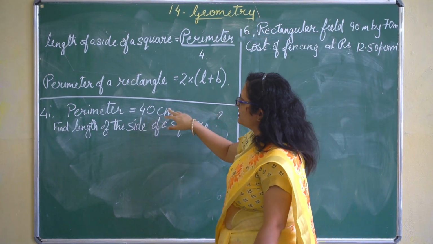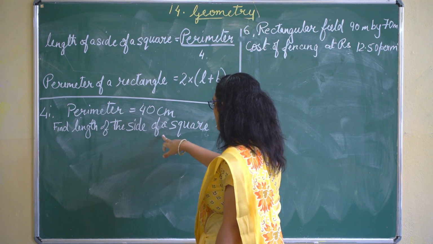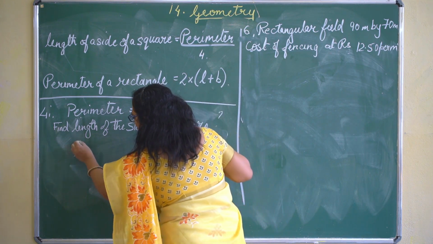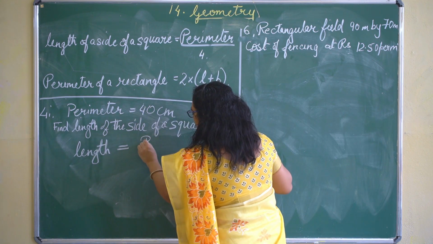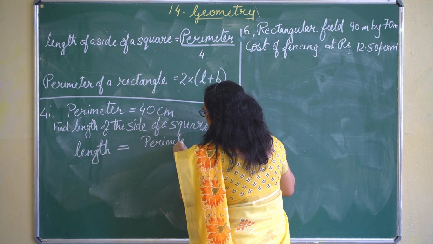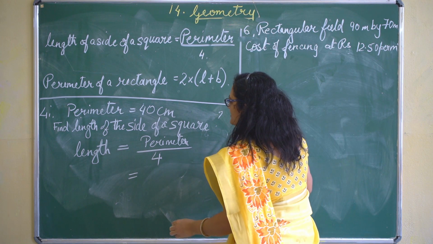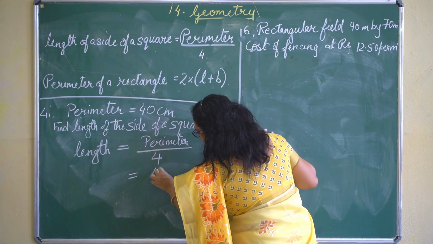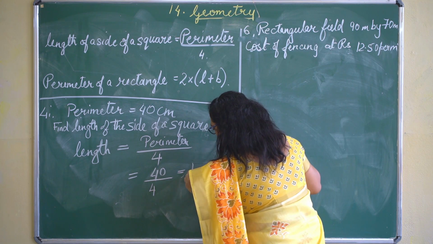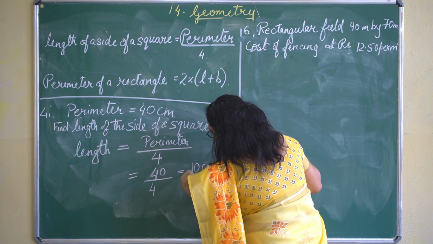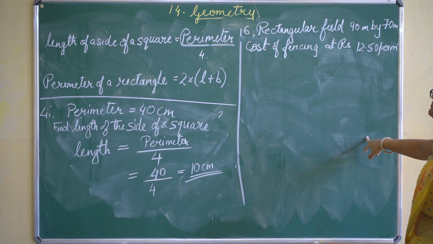So exercise question in which perimeter is given 40 centimeter. We have to find the length of the side of a square. I explained to you earlier, to find the length of the side of a square, we have to divide perimeter by 4. Why are we dividing by 4? Because a square has 4 sides. So what is the perimeter given in the question? 40. We have to divide by 4. 4 tens are 40. So your answer is what? 10 centimeter.